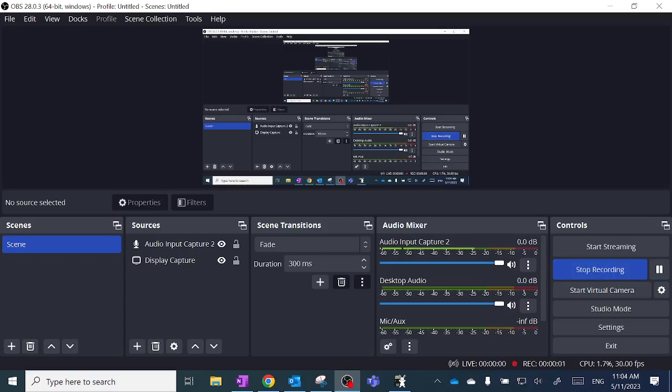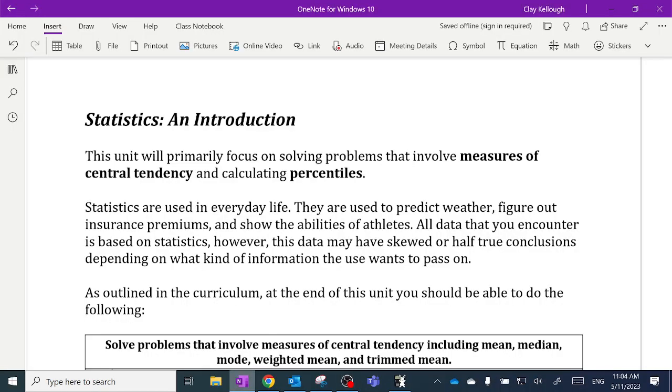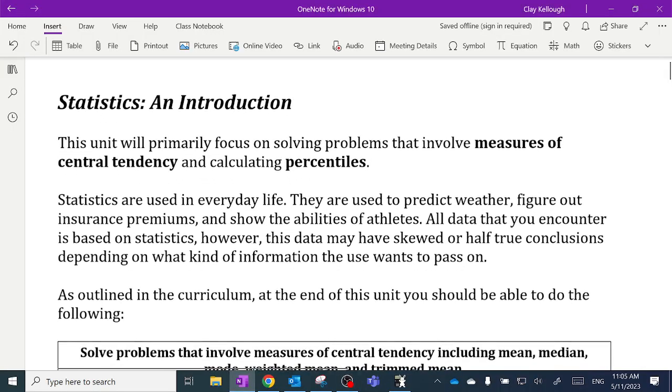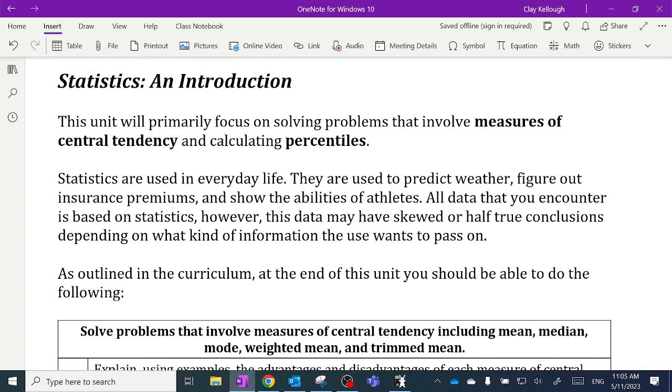Okay, this is lesson 1 in the statistics unit for my 40S essential students. We're on page 1 of our new booklet. This unit will primarily focus on solving problems that involve measures of central tendency.